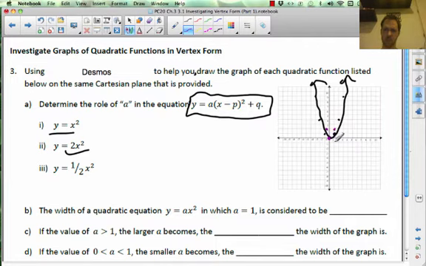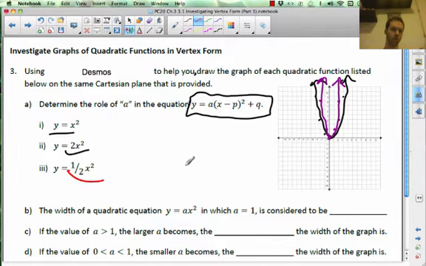Then, instead of (2, 4), we're going to be doubling that y value, so we'll now have (2, 8), and we'll have (negative 2, 8). So your graph is going to be narrower and steeper.